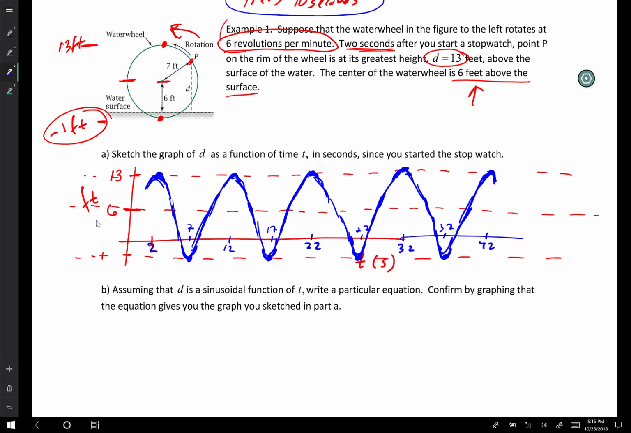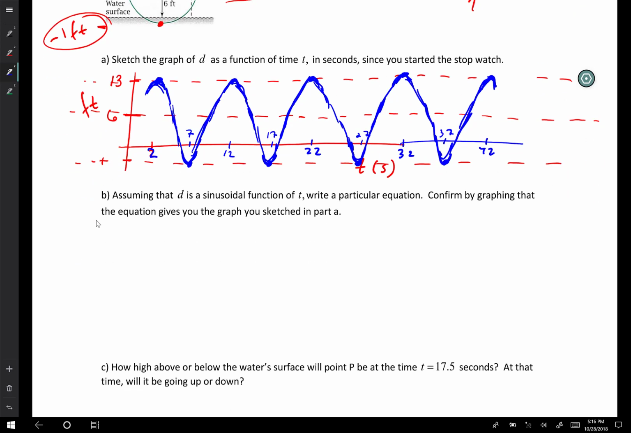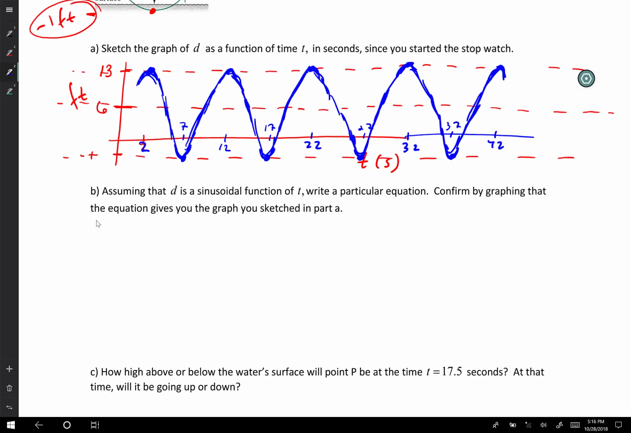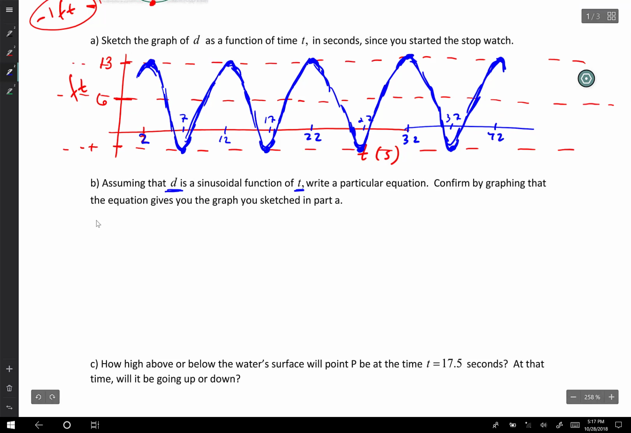Let's continue. So let's see what letter B says. Letter B says, assuming that D is the sinusoidal function of time, t, write a particular equation. Confirm with the graph that the equation gives you the graph you sketched in part A. All right. So here are the letters they want you to use, guys. Assuming that D is a sinusoidal function of t, so they want you to use D and t. That's not a big deal. All right. So here we go.